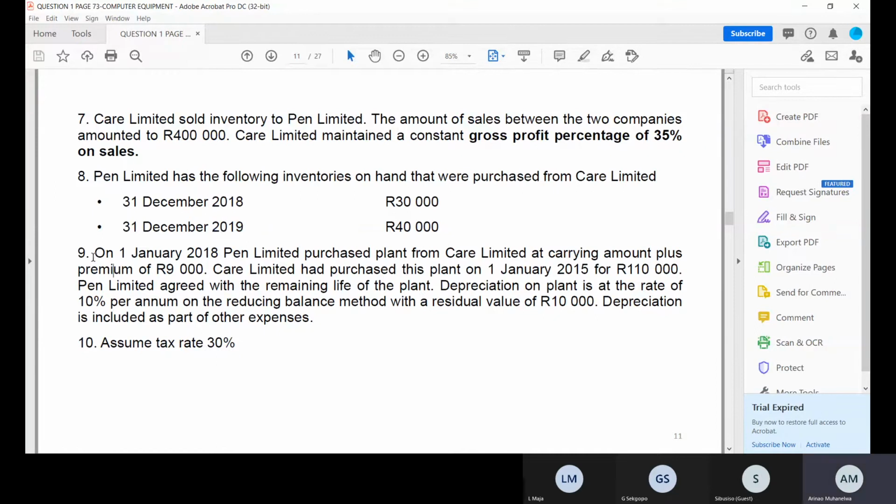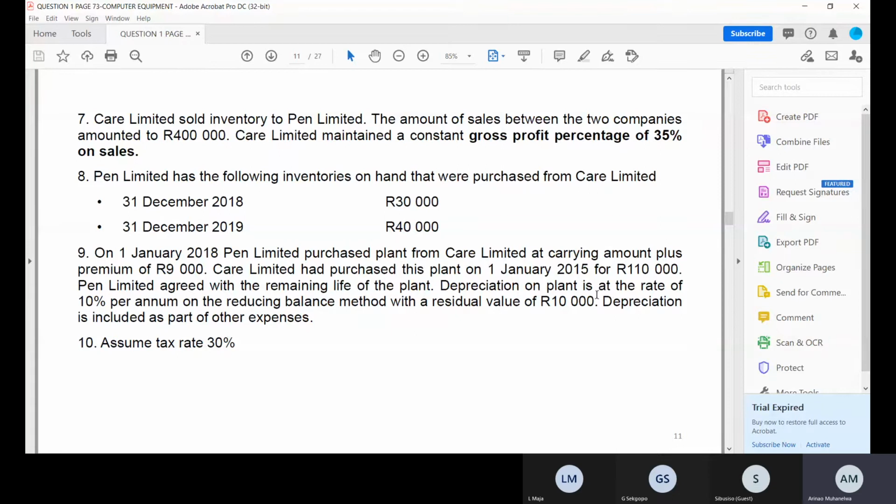The last part, additional information number 9: on 1st January 2018, Penn Limited purchased plant from Care Limited at a carrying amount plus a premium of 9,000. So again here, there's a sale of plant between the two companies, so we need to eliminate that as well. They're giving us information that Care Limited purchased this plant on 1st January 2015 for 110,000. Penn Limited agreed with the remaining life of the plant. So they will continue with the remaining life of the plant.